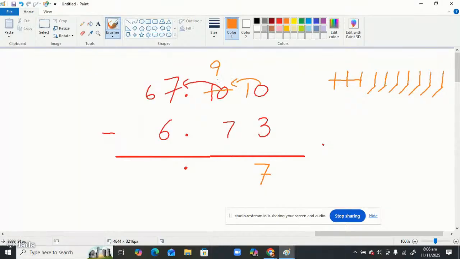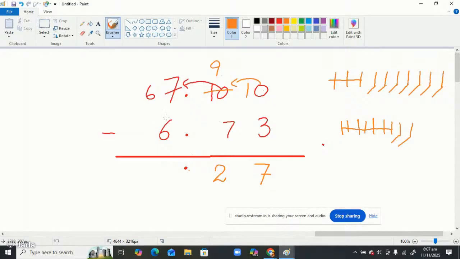Now we are subtracting 9 minus 7. Draw 9 lines. These are a total of 9 lines. Now take away the 7 lines. 2, 3, 4, 5, 6, 7. How many lines are we left with? Only 2 lines. So just putting 2 here.